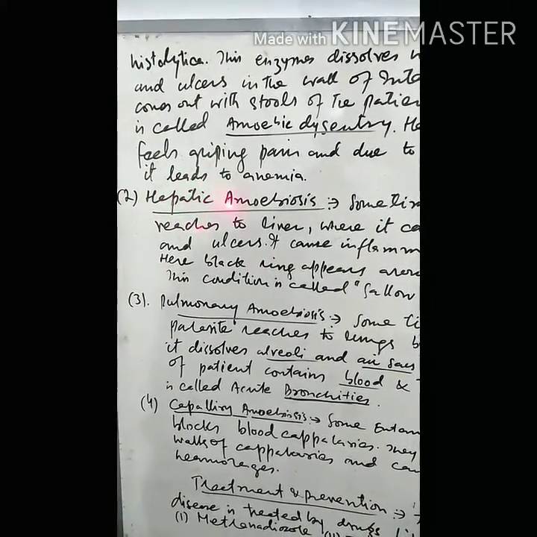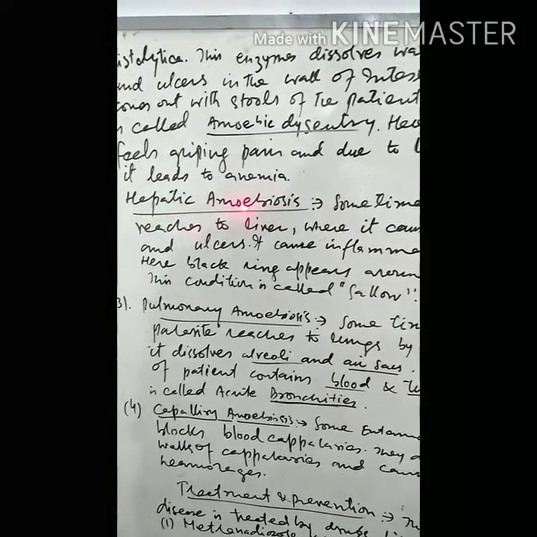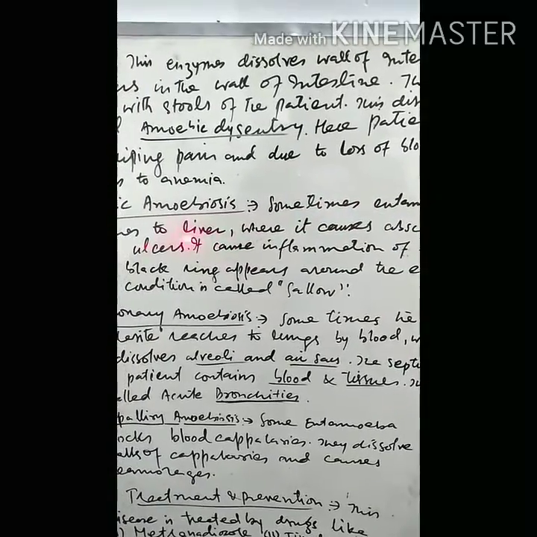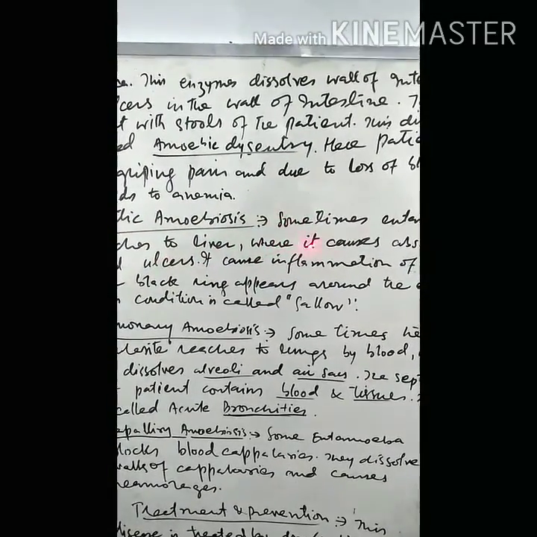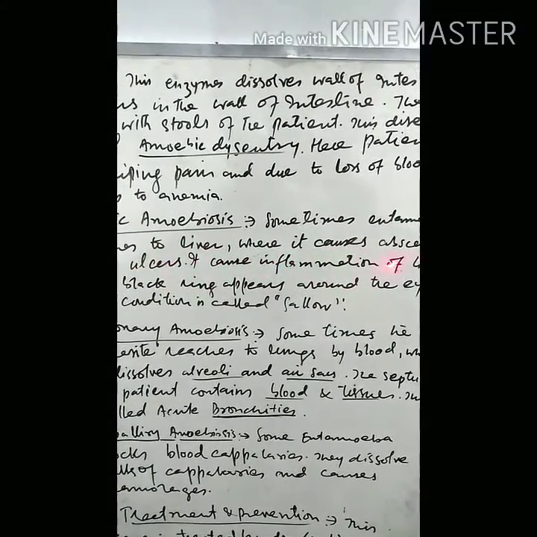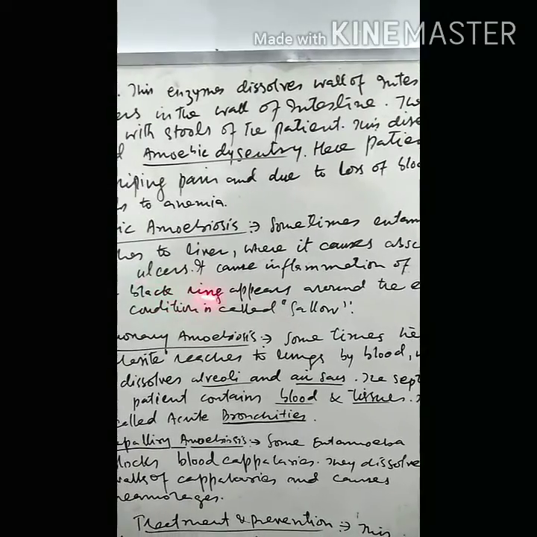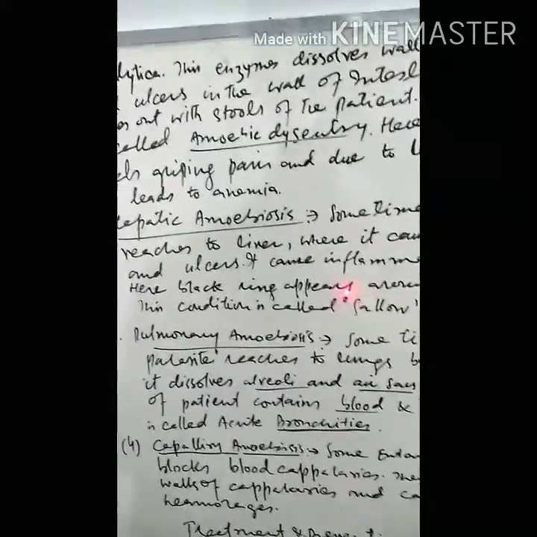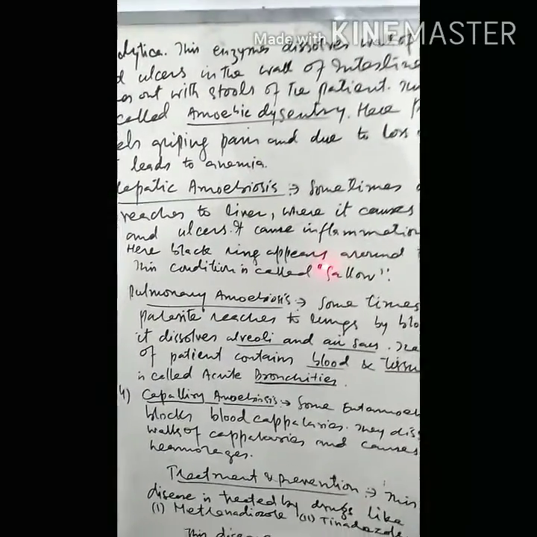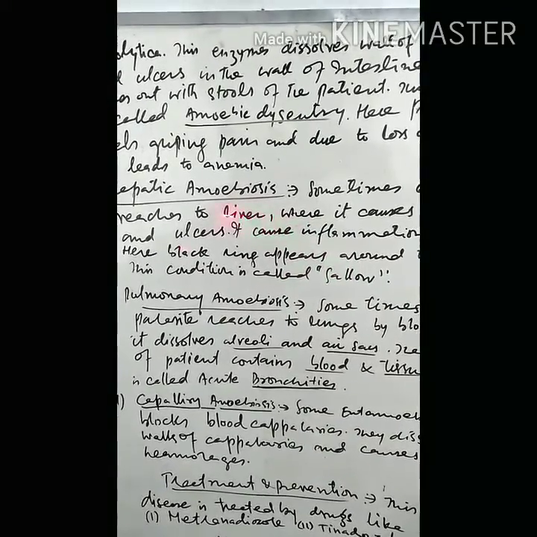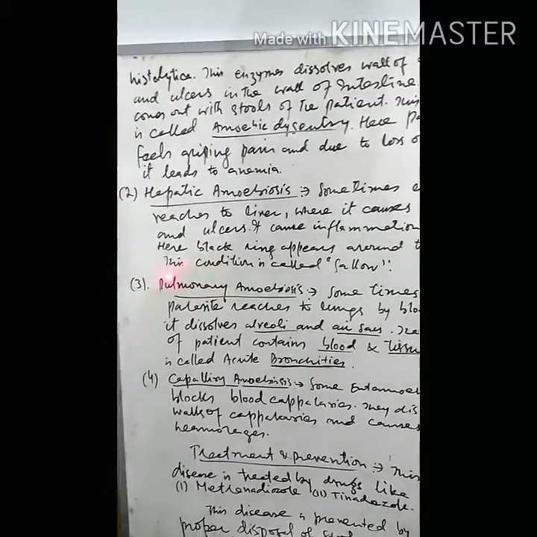The next disease which is caused by Entamoeba histolytica is called hepatic amoebiosis. Sometimes this protozoan pathogen reaches the liver, where it causes abscess and ulcers. It causes abscess of the liver. It causes inflammation of the liver and a black ring appears around the eyes. This is characterized by a ring-like structure around the eyes. This condition is called sallow. Here also sometimes rupture of the liver takes place.